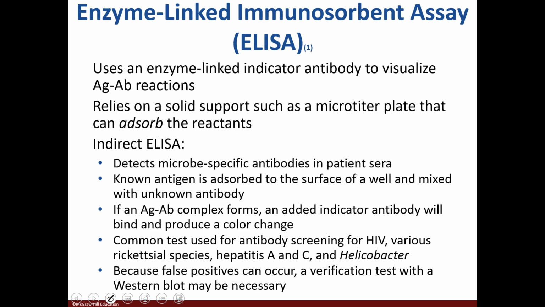In the ELISA test, which is an enzyme-linked immunosorbent assay, antibody-antigen interactions can be visualized. It relies on a microtiter plate that adsorbs or binds the reactant. An indirect ELISA is used to determine if particular antibodies are present in a sample. The known antigen is coated on the wells and mixed with unknown antibodies from the sample.